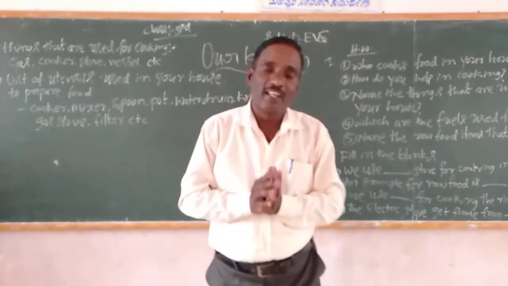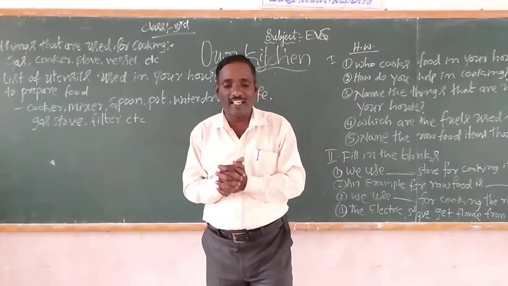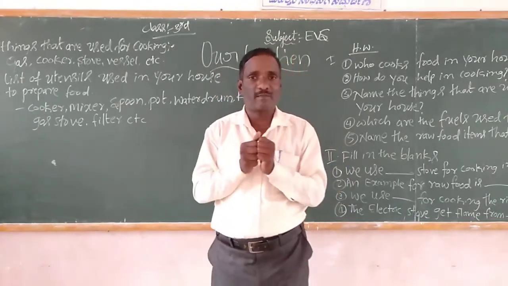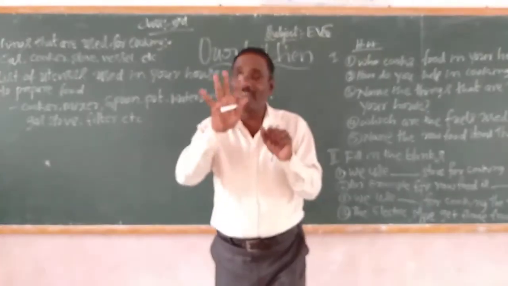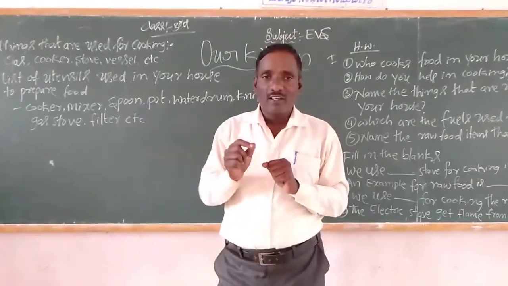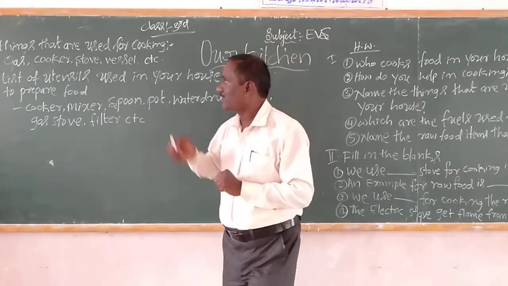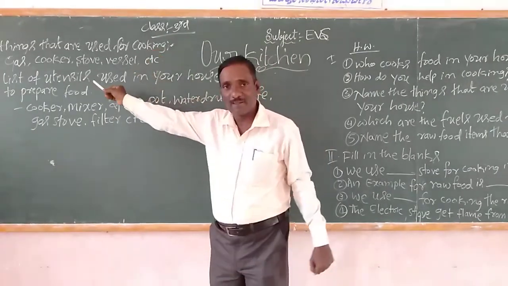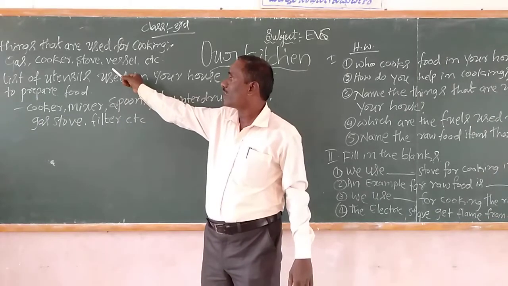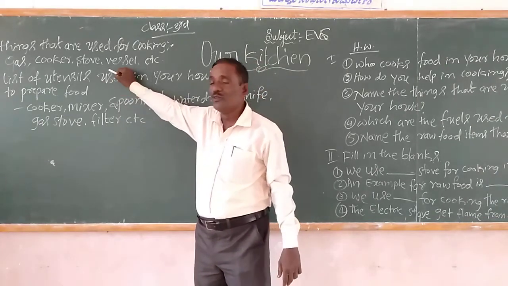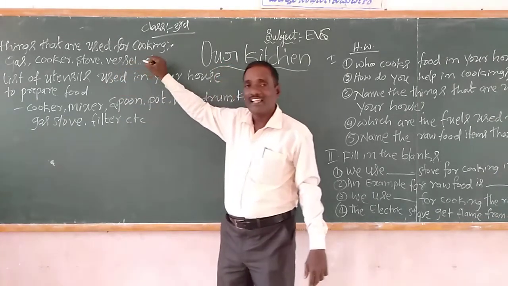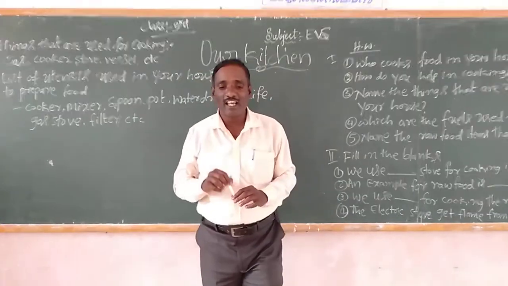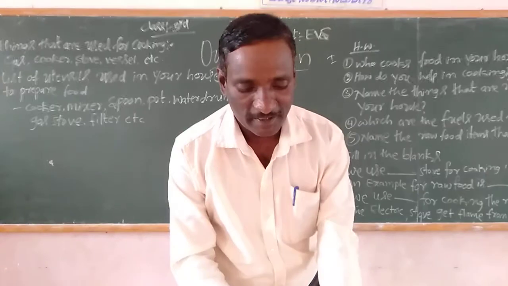Dear friends, you say 5 things that are used for cooking in your house. Any 5 things. Things that are used for cooking. First, gas. Yes. Cooker, stove, vessel, knife, etc. So many things we use for cooking food.